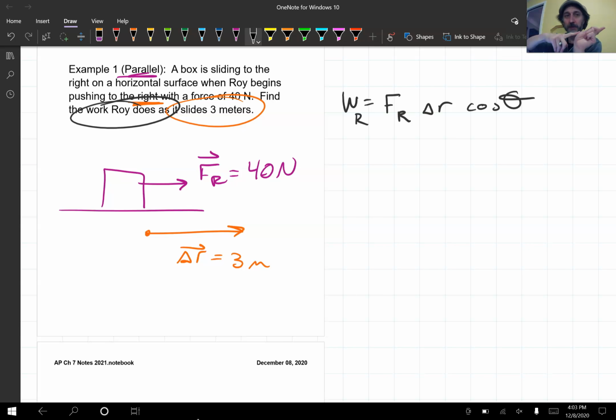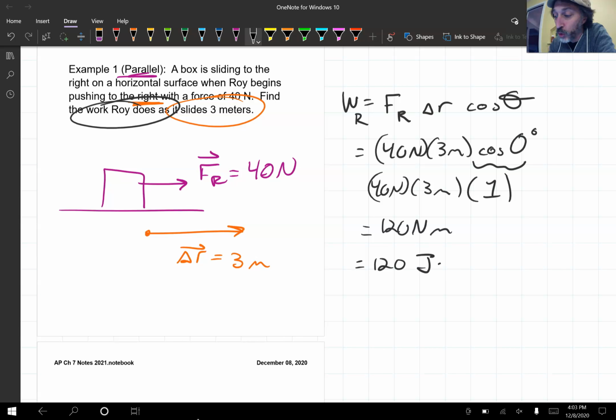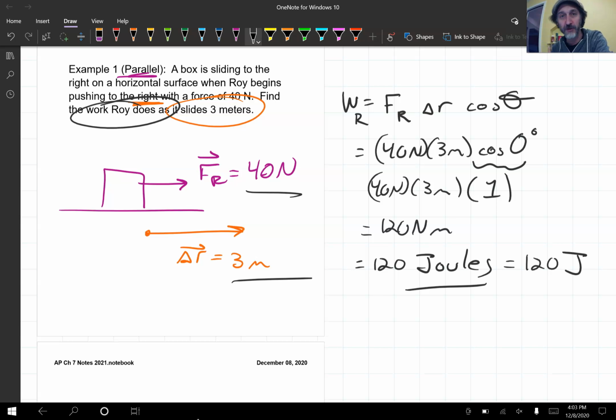Both my force and my displacement are this way, so the angle between them is 0. So this just becomes 40 newtons times 3 meters times the cosine of 0 degrees. Cosine of 0 is 1. 40 newtons times 3 meters times 1 gives you 120 newton meters, which you may remember is the same as 120 joules. Note the spelling on it. Okay, so if your force and displacement are parallel, you can just multiply the magnitudes of those two numbers.